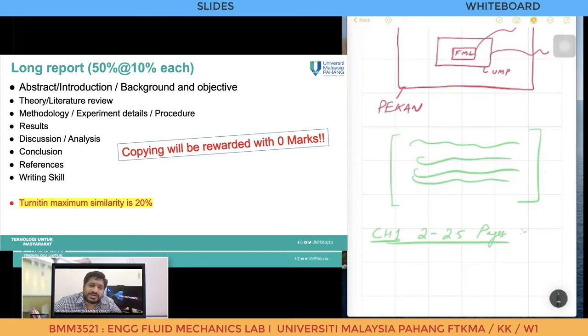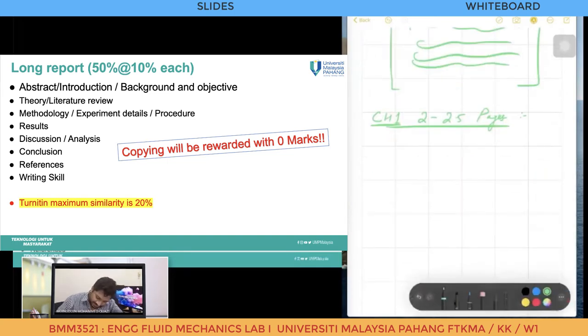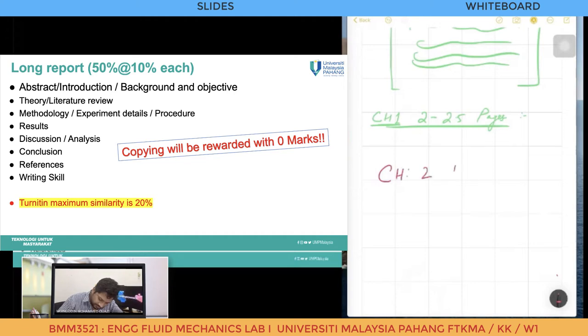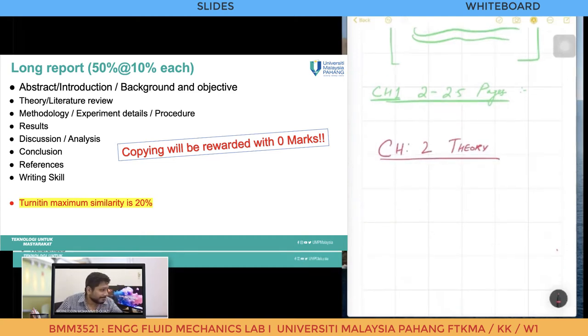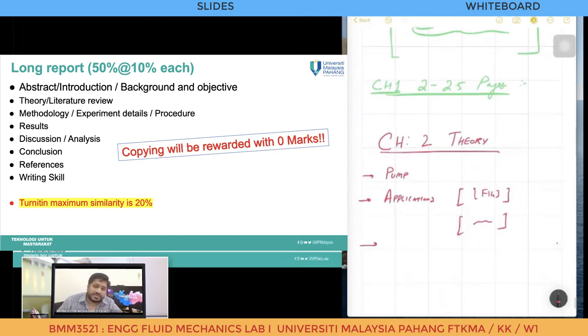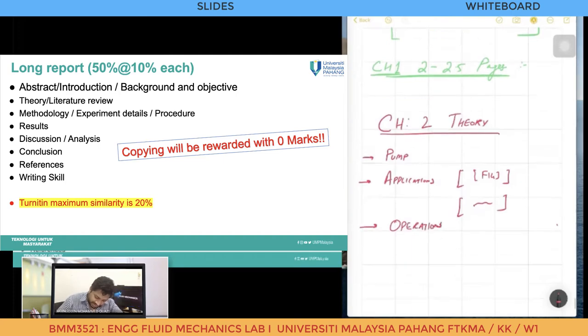Okay. So now that the introduction chapter has completed, which is about 2 to 2.5 pages, let us move on to chapter number two, which is literature review or theory. So in chapter number two, theory, you can also give subheadings like what is a pump, what is the fluid mechanics definition of a pump, what are the applications of a pump, with figures also, pictures. Then maybe you can write about the operations of a pump. Then you can write the theory and formulas.